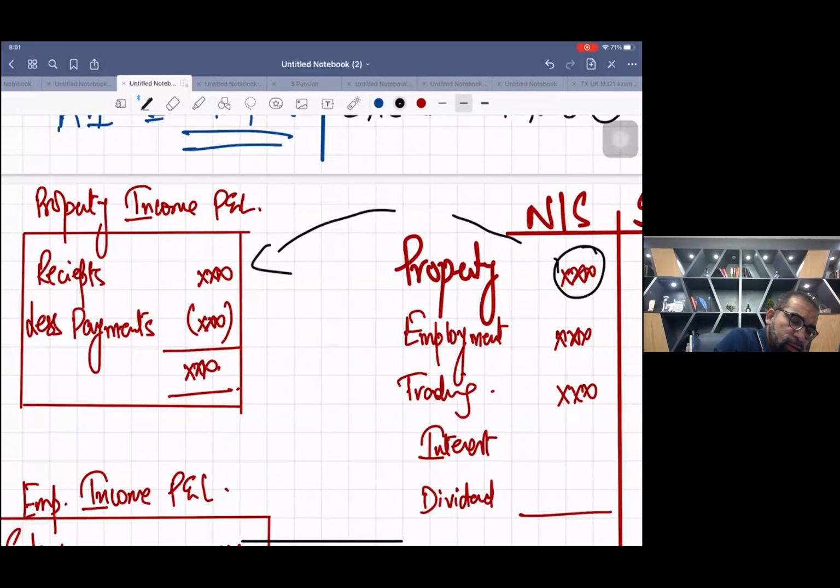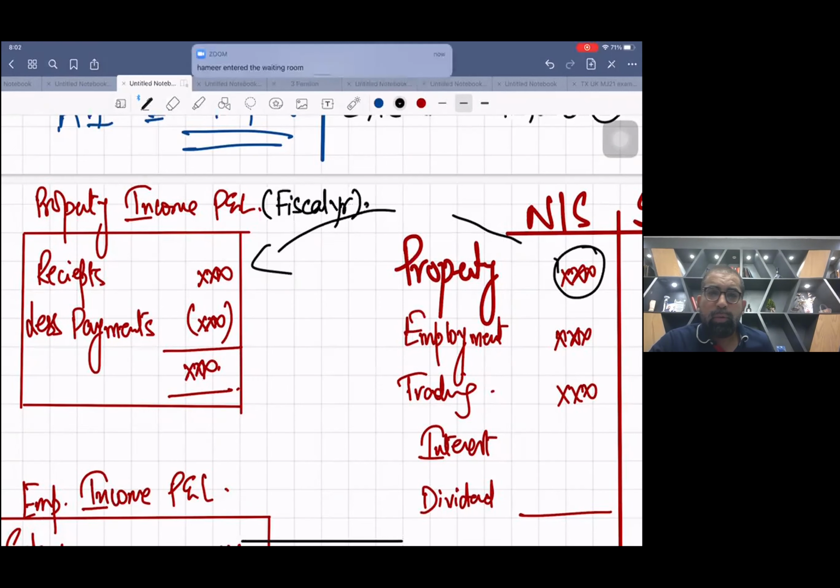And don't forget this thing. That property income P&L is always made for fiscal year. For individuals, property income P&L is made for fiscal year and it's on cash basis, receipts less payments. Advertisement for tenant, agency commission, and so on. But don't forget that for individuals, property income P&L is always made for fiscal year.